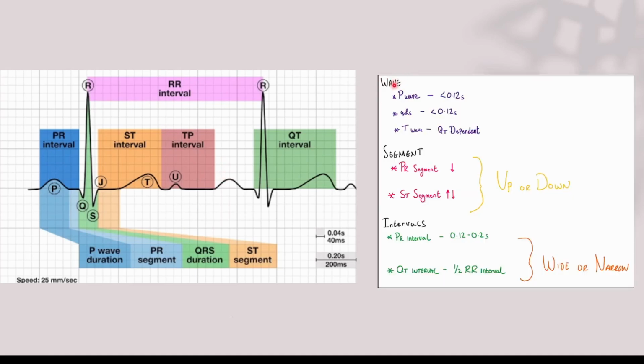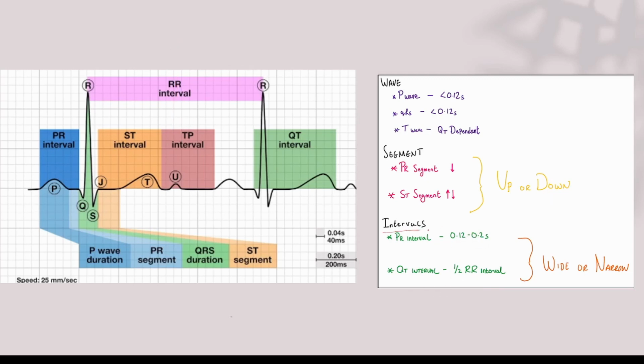Firstly, the waves. We have already mentioned the P, the QRS, and the T, so that's fine. Now, in terms of duration, to simplify things, all you need to know is the QT interval is or should be around 1/2 of the RR interval or less. Okay, so the RR interval is basically the distance, as you can see here, between the two R peaks, and so half of that should be basically the duration of the QT interval.